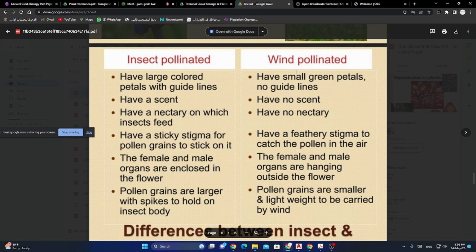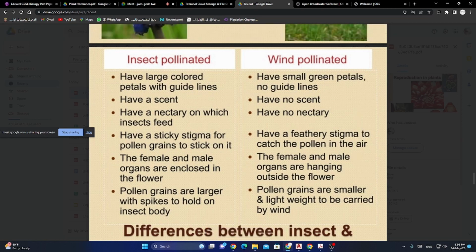So when wind pollinated, they have small green petals, no guidelines, because they're not trying to attract insects. They have no scent, no nectar. They have a feathery stigma to catch pollen in the air. And the female and male organs are hanging outside the flower because if it was inside the flower, it's going to be harder for wind to reach it, right?